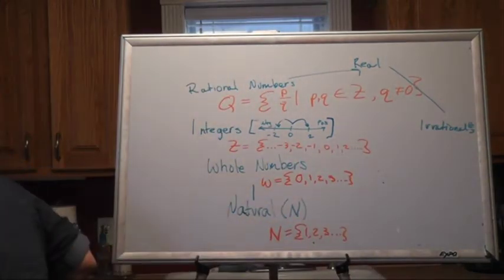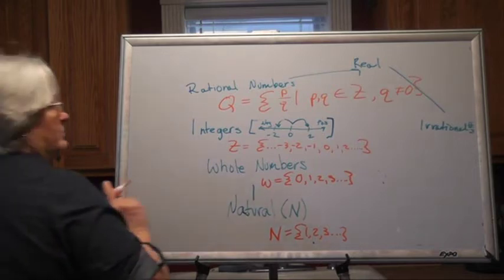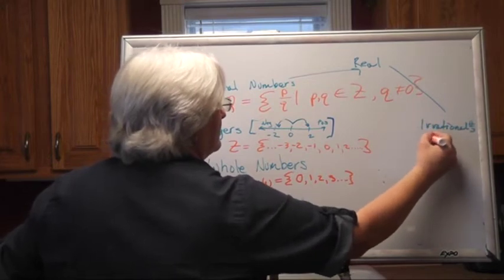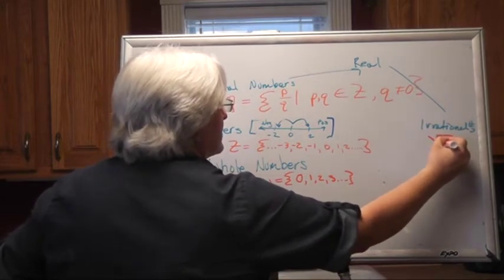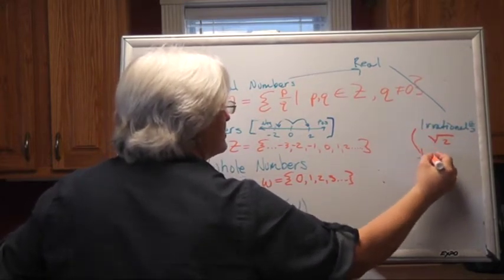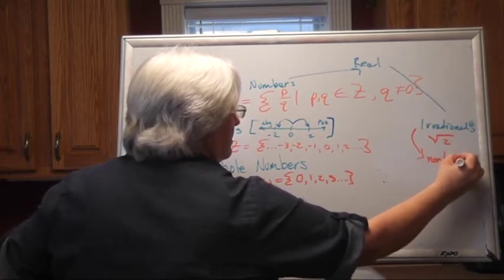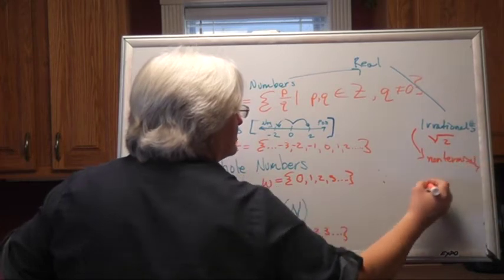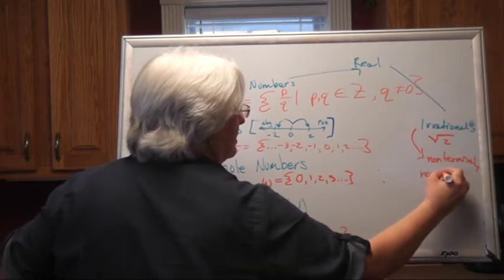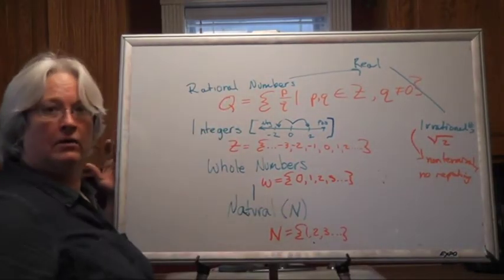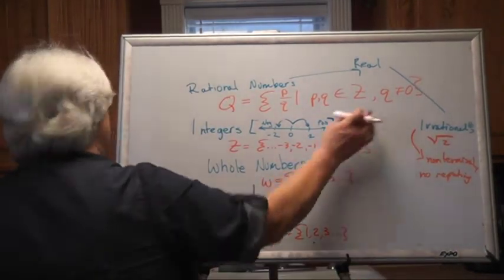Irrational numbers are numbers that you can't write as fractions. They don't terminate, they don't repeat. They're usually roots. Irrational numbers are non-terminating, non-repeating decimals. Most frequently they're non-perfect roots.